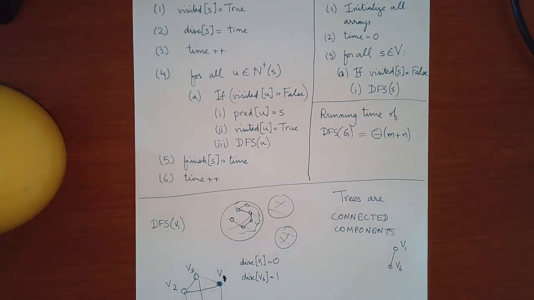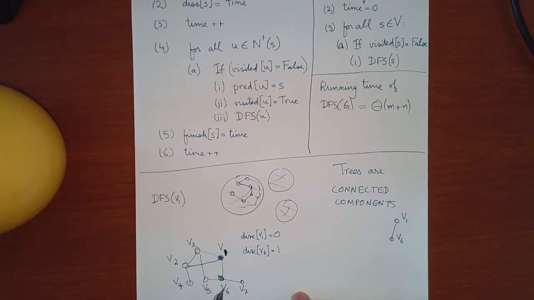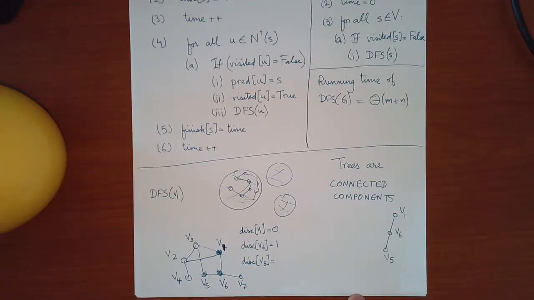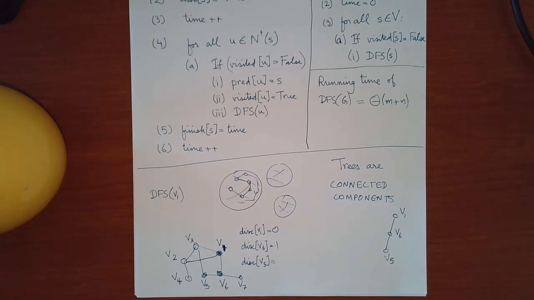Okay? Now from V6, maybe we end up visiting V5. So V6 is going to get a child, V5. What is the discovery time of V5 going to be? Yeah, any thoughts? It's going to be 2.